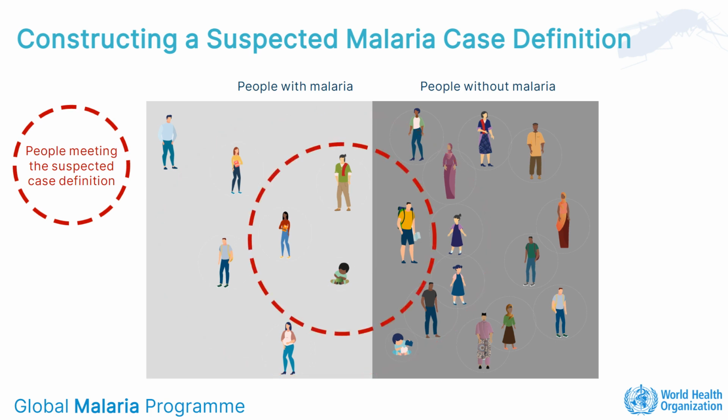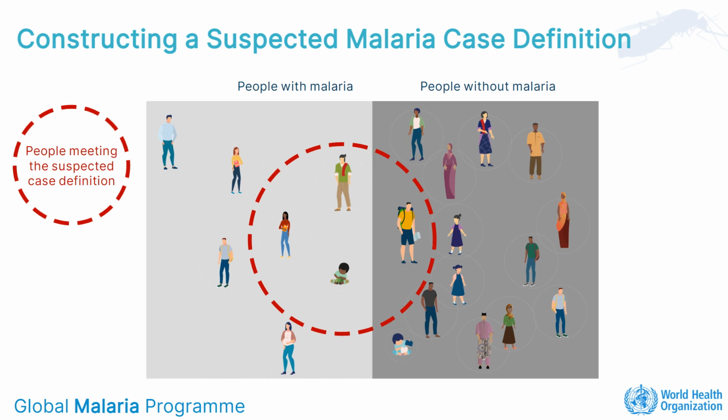If we use a less sensitive but more specific case definition, such as fever plus history of travel to a malaria endemic area and overnight stay within the period of 30 to 7 days before appearance of fever, we will test fewer people. We will miss some true malaria cases, but we will test very few people who end up not having malaria.